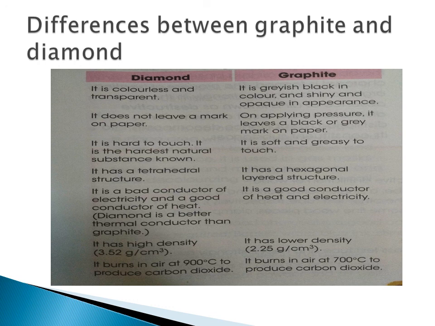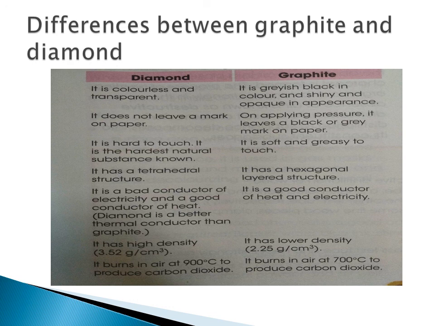Diamond is colorless and transparent. Graphite is grayish black in color, shiny and opaque in appearance. You know what a transparent object is? What is an opaque object? A transparent object is one which allows the passage of light. An opaque object does not allow the passage of light. So diamond is transparent, on the other hand graphite is opaque. Diamond is colorless, graphite is grayish black in color.